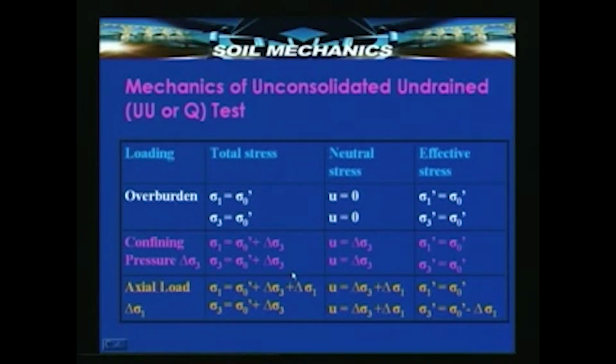And because undrained conditions prevail, pore pressure is not 0 now, it is equal to the applied incremental pressure delta sigma 3. The effective stresses will be sigma 1 dash equal to sigma 0 dash and sigma 3 dash equal to sigma 0 dash, meaning no effective stress is produced during the application of the confining pressure.